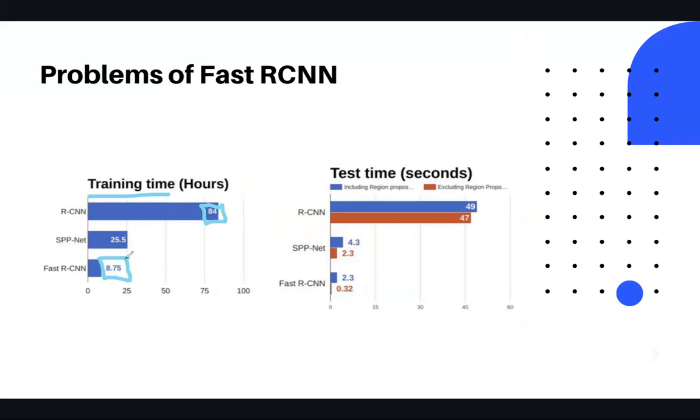Amazing. And then for the test time, for the inference, it goes from 49 seconds all the way down to 2.3 seconds, which is amazing, right? This is an increase in speed of more than 25 times. Yeah, 25 times faster. A very big increase in inference speed. Amazing. Only one problem remains. What is the problem that remains?